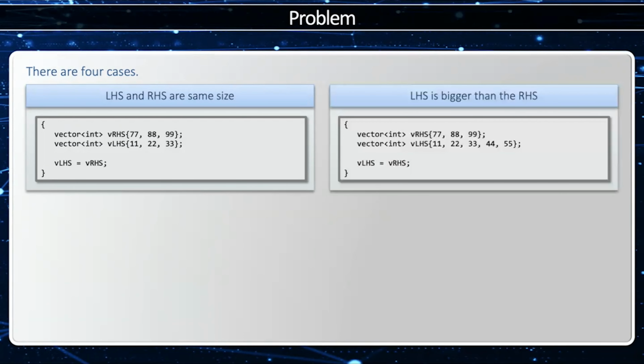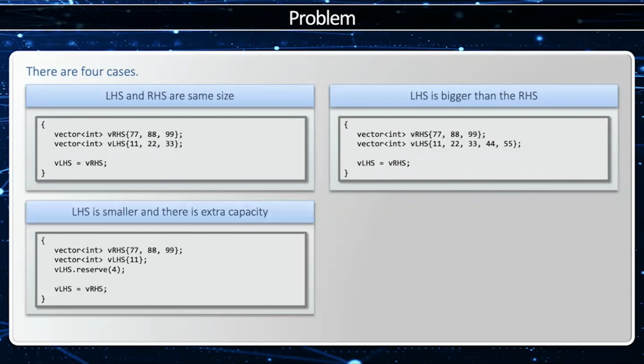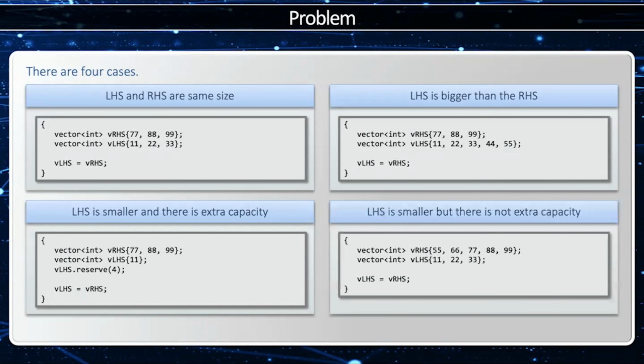Case 2 is when the left-hand side is bigger than the right-hand side. Case 3 is when the right-hand side is bigger than the left-hand side, but we have extra capacity. And finally, case 4 is when the left-hand side is smaller, but we do not yet have extra capacity. Let's take a look at each of these cases in turn.